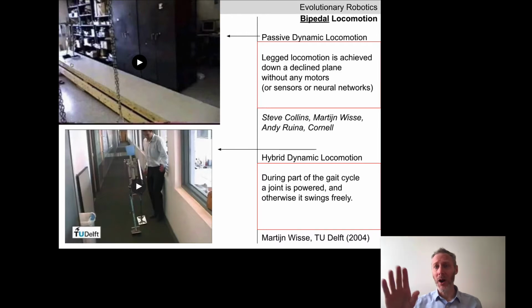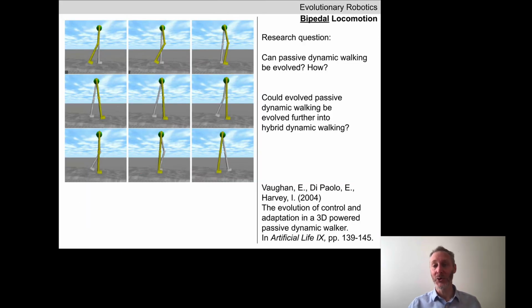And whenever I'd walk by, they'd be in there with nail files and carefully shaving down the curvature of the feet. There was a huge amount of effort that went into fine-tuning the mechanics of this machine to get it to exhibit passive dynamic walking. A lot of human effort. As usual, in evolutionary robotics, we're lazy. Can we get evolution to do something that takes a lot of time and effort for a human to do?